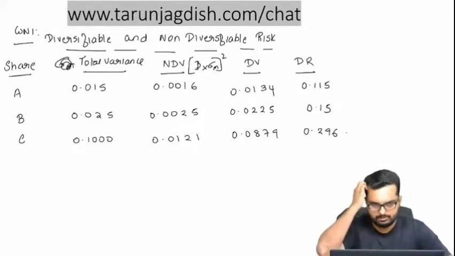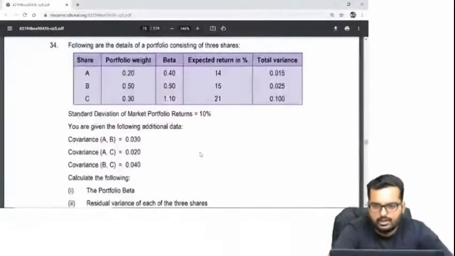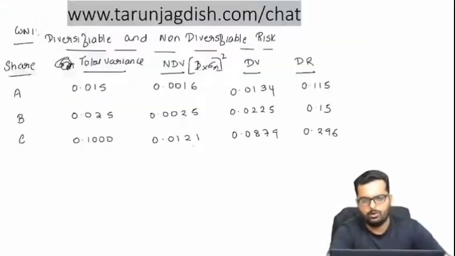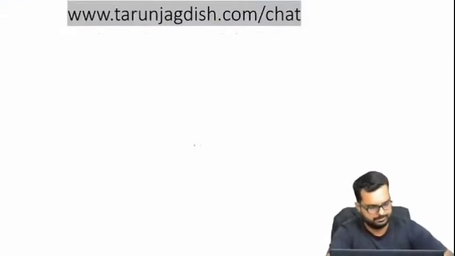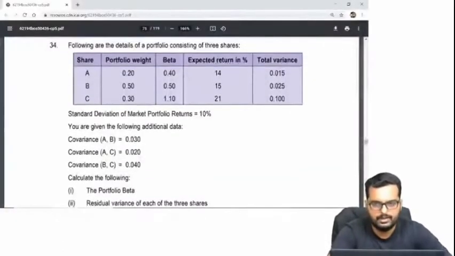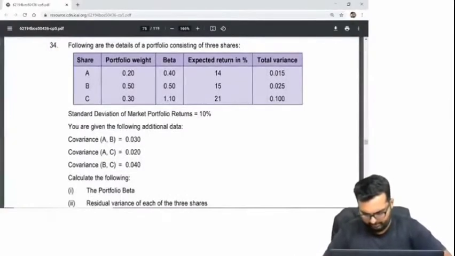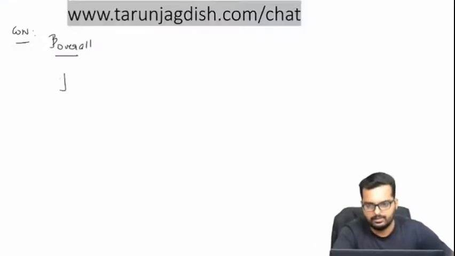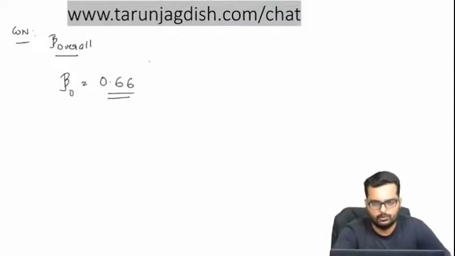Alright friends, is everybody clear with this part now? Once you get this, the question is asking for the portfolio beta. That's the overall beta. Let us find out the overall beta now. Beta overall. The formula would be the weights into the beta given over here. 0.4 into 0.2, 0.5 into 0.5, 1.1 into 0.3. So what is the answer? 0.66. So beta overall is equal to 0.66. That is the answer. Can you write this down in your books now?